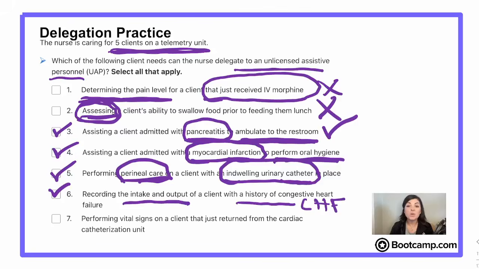Maybe we have a client with CHF who has flash pulmonary edema, or they have pink frothy sputum, and we know with those findings, we should be worried about fluid volume overload, and that nurse needs to be the one who's checking that intake and output because we have an unstable client. So last option, we finally made it. Performing vital signs on a client that just returned from the cardiac catheterization unit, also known as the cath lab. What do you guys think?